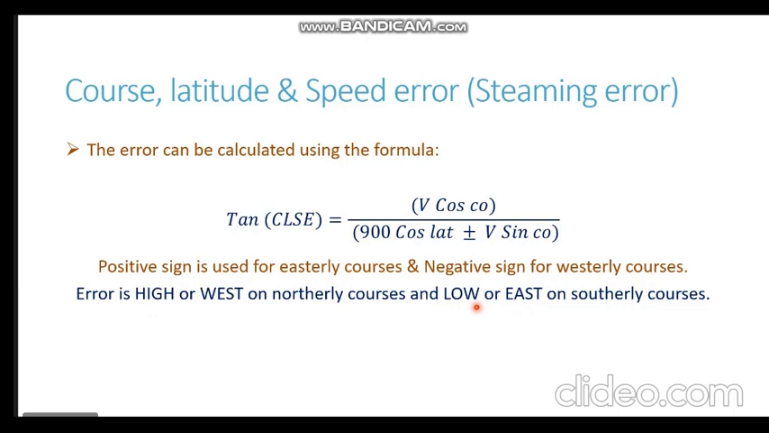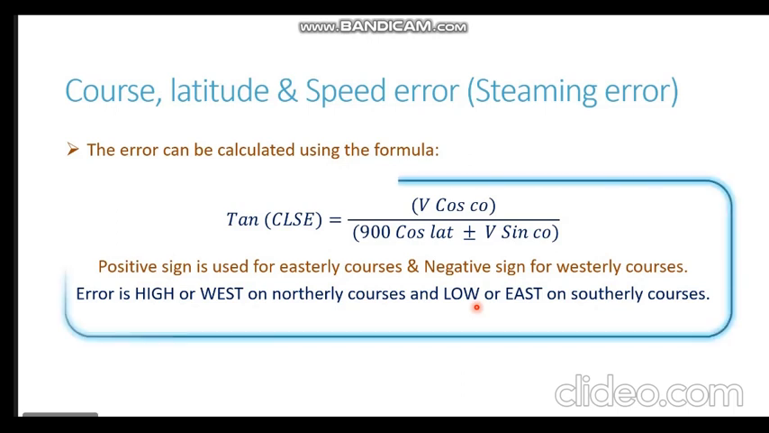So thus the formula gives us the magnitude of the steaming error, the course latitude speed error, and it also gives us the sign, whether the error is low or high. So this is the second important formula in gyro errors. The first one which we saw was for the damping error or settling error.